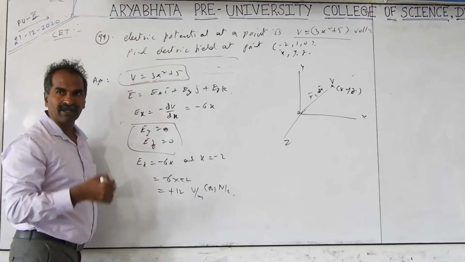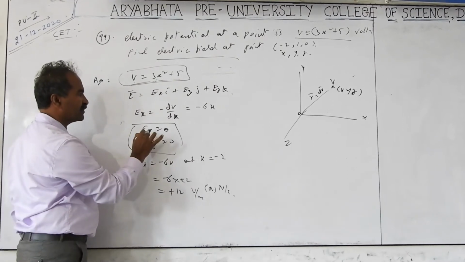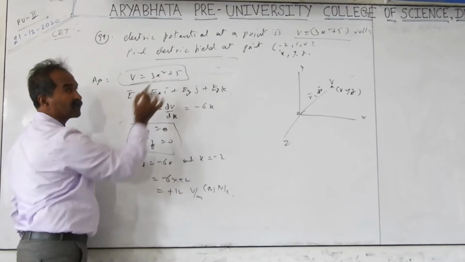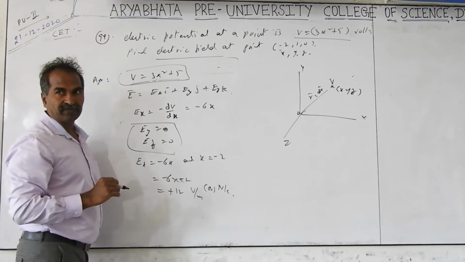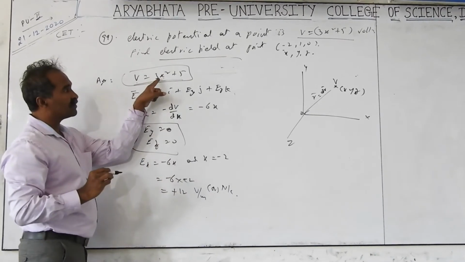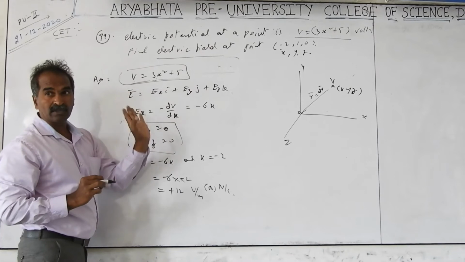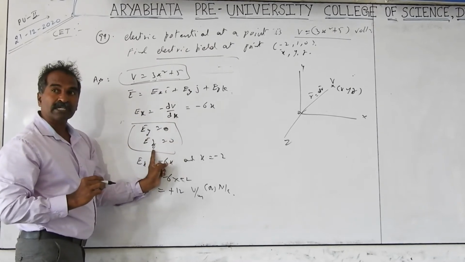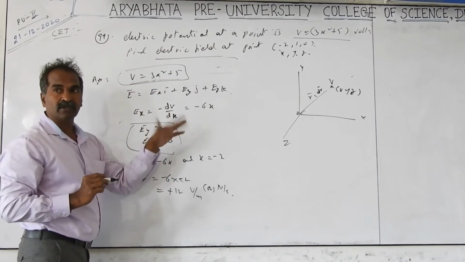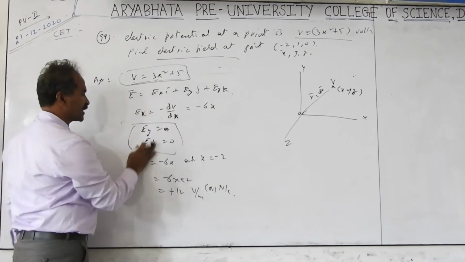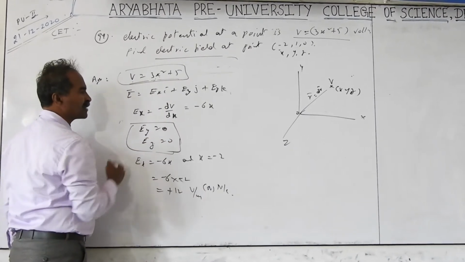In partial differentiation, except for the variable you are differentiating with, the remaining ones you have to take as constants. If you are differentiating with respect to x, then y is taken as constant. If you are differentiating with respect to z, x and y are taken as constants, so the derivative of a constant is 0. So Ey and Ez become equal to 0.